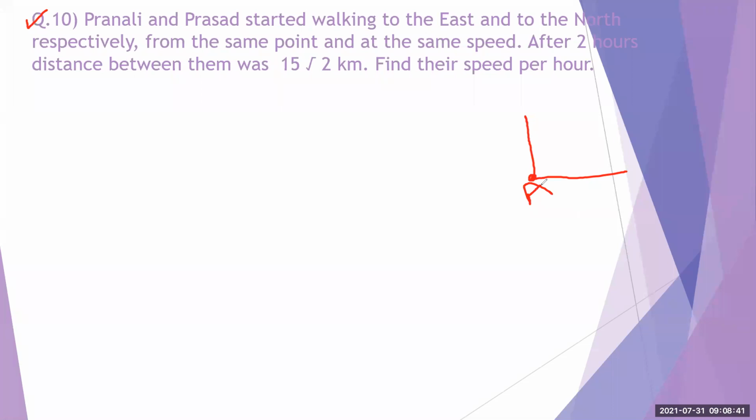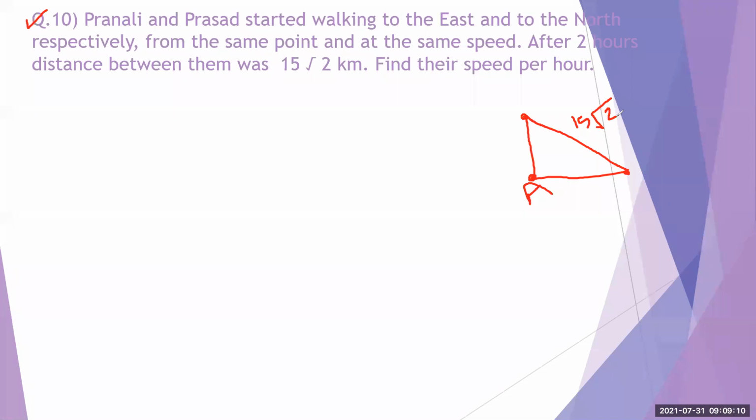After 2 hours, उन दोनों के बीच का एक distance तैयार हो गया. अब उन दोनों के बीच का distance, how will we find out the distance? Distance मतलब this point and this point. This becomes their distance. So we have to find out this measurement. Whatever distance they have given to us, that is equal to 15√2 kilometers. This is the distance between both of them. So we have to find their speed per hour. क्या find out करना है आपको?